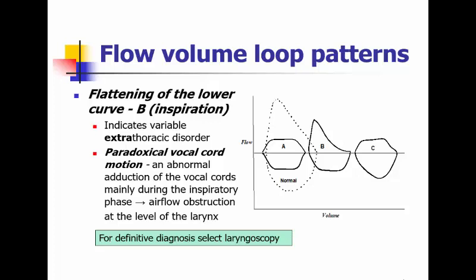Look at this. You remember when we talked about paradoxical vocal cord motion? I told you that the patient will have adduction of the vocal cord during inspiration rather than abduction. So that's the one where you will see flattening of the inspiratory part of the loop. And for definitive diagnosis, when you see this shape of the flow volume loop, send the patient for laryngoscopy, and the ENT is going to tell you that this patient has paradoxical vocal cord motion.